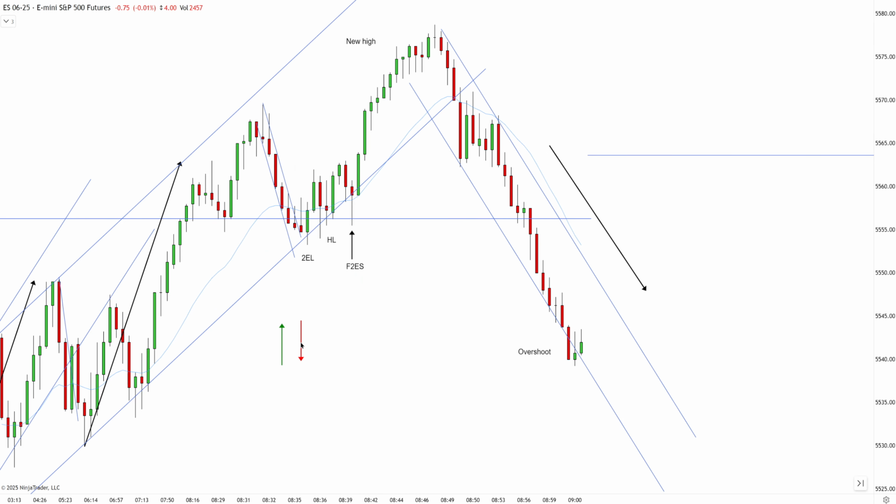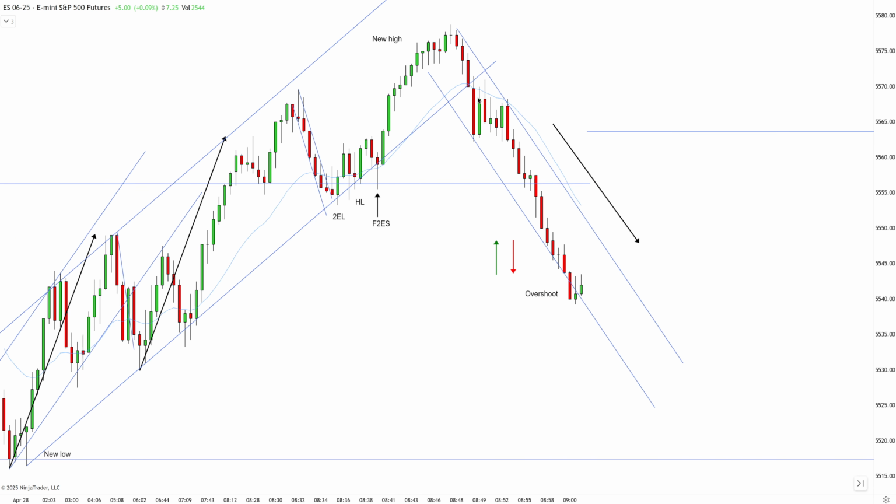So let's see what's going to happen. I'm going to zoom in. This is what I do as a price action trader. I always want to have a channel present for every single price move because it will help me stay on the right side of the market. There's always a channel for every single price move.